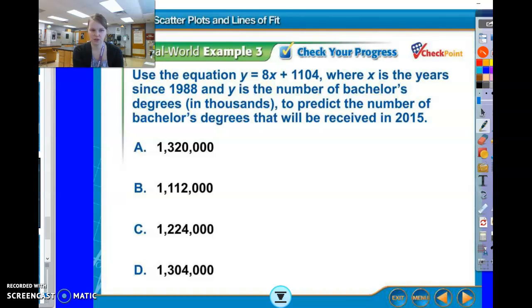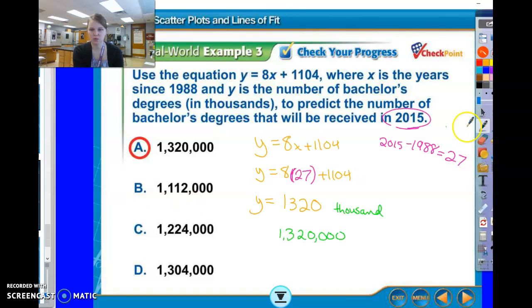Okay, I'm going to show you my work for it. So I said, well, 2015, we're saying years since 1988, so that's 27 years, right? So I plugged in 27 here, and then when I used that equation that they gave us, when I plugged it in, I got this number, 1,320. But it says this is the number in thousands, so that would actually be this number, right? Add 3 zeros to it. So my answer is A. Okay. Let me know if you have questions. That would be interpolation. So nice job, guys, with the interpolation.